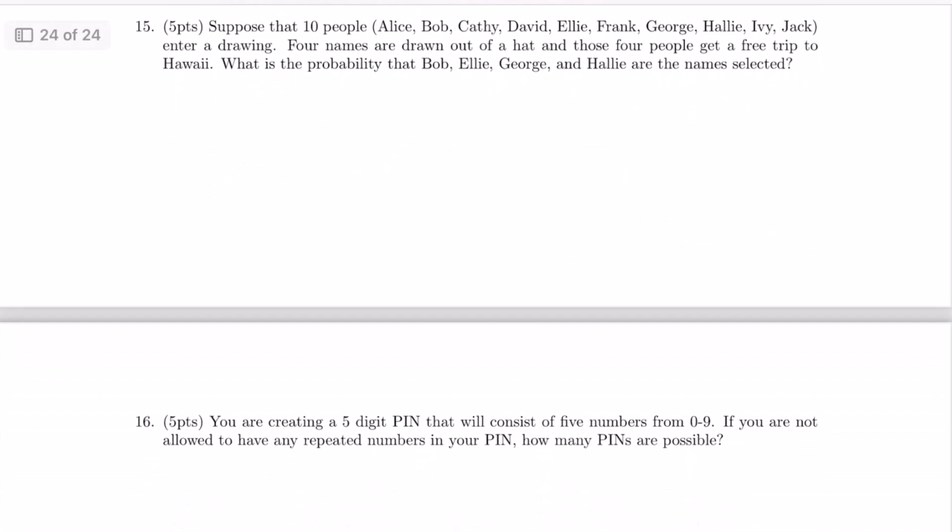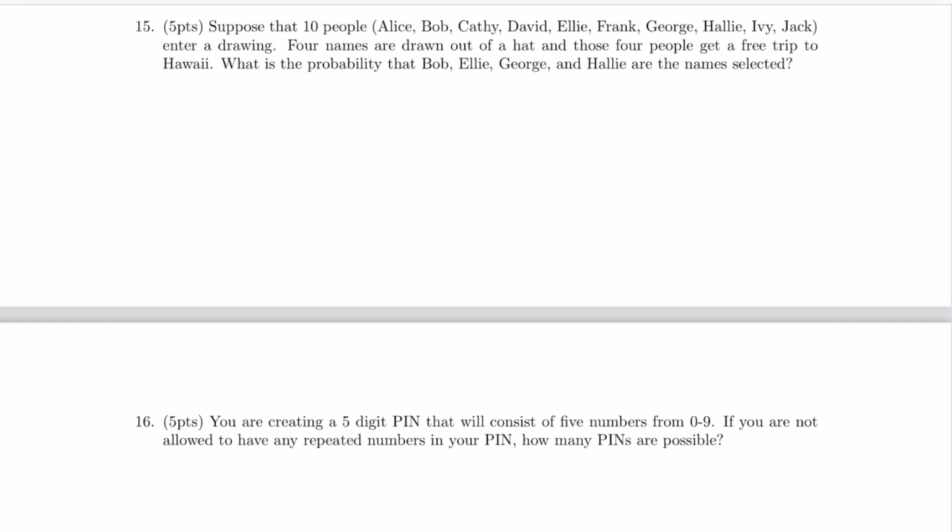And then on question 15, in this case, we have 10 people who are entering a drawing. 4 names are drawn out of a hat, and those 4 people get a free trip to Hawaii. And the question is, what is the probability that Bob, Ellie, George, and Hallie are the names selected? Okay, so in this situation, we need to calculate the probability that we select these 4 specific people.